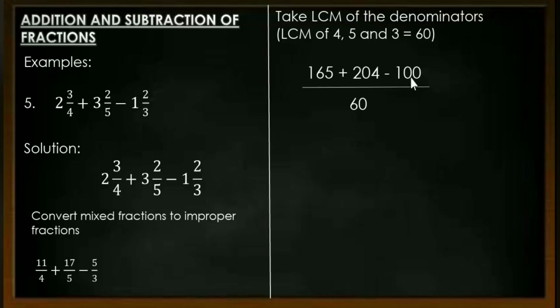I hope you are all clear. By the time you add and subtract the numbers at the numerator here, you will have 269. Can we leave our answer like this? The answer is no. 60 cannot carry 269. It is improper. So we have to convert it to a mixed fraction. So as a mixed fraction, we are going to have 4 whole number 26 over 60.